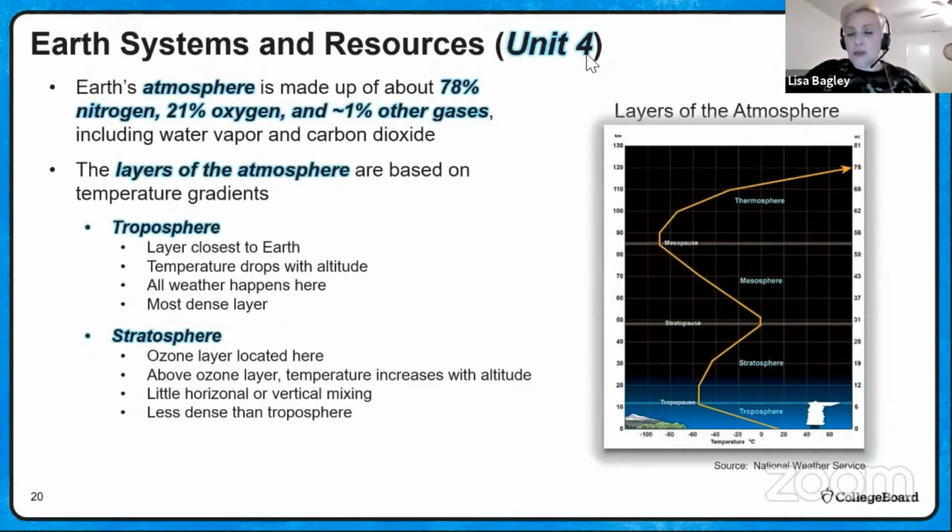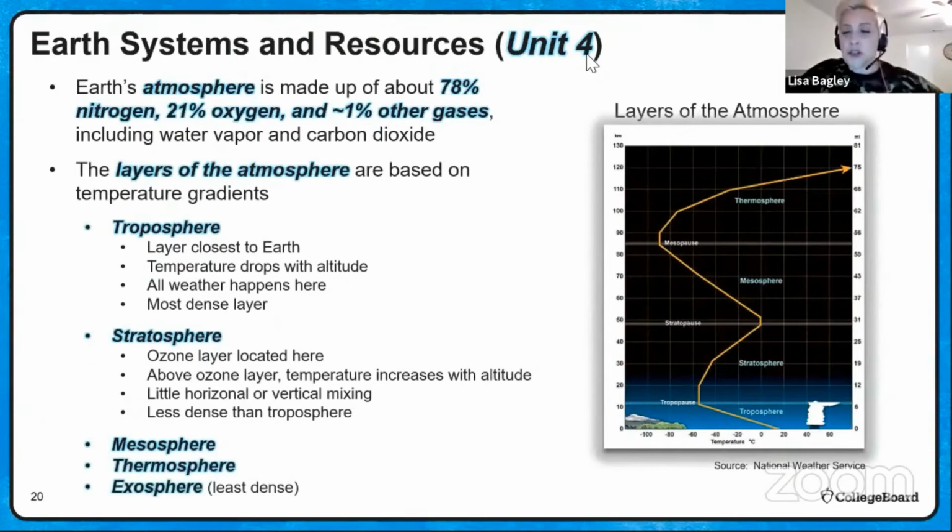It is less dense in the stratosphere. There is less atmospheric particles up there. And we got the mesosphere, and you can see that the mesosphere actually also gets colder with altitude. As we go up, it gets colder. We've got the thermosphere, and finally the exosphere. The exosphere is our least dense, and it fades off into space. The troposphere and the stratosphere are going to be your biggies for environmental science, and you do need to know what happens there.